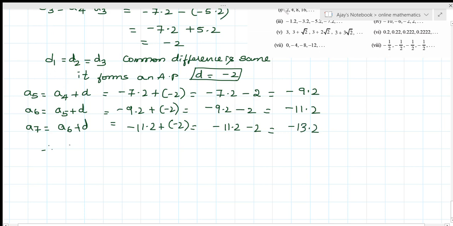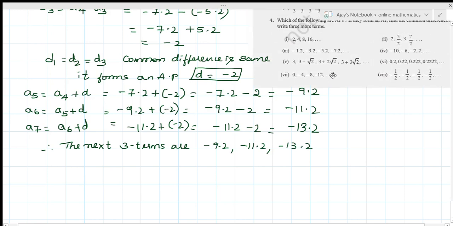The next three terms are minus 9.2, minus 11.2 and minus 13.2. Hope you're getting the problem. So we'll go to the next problem.